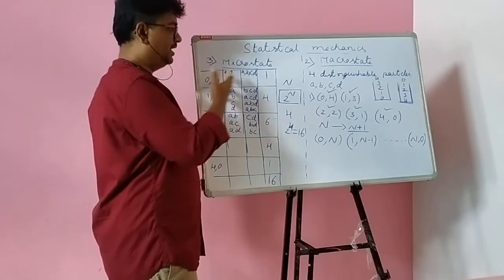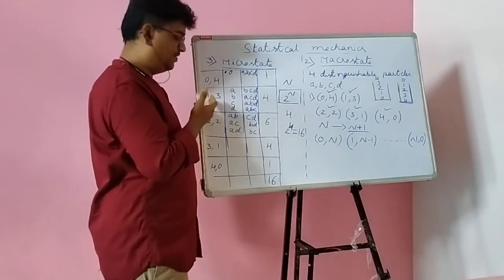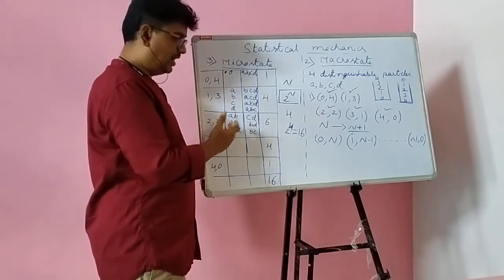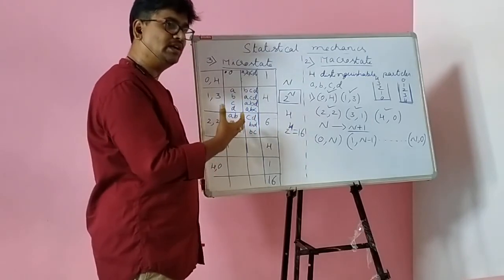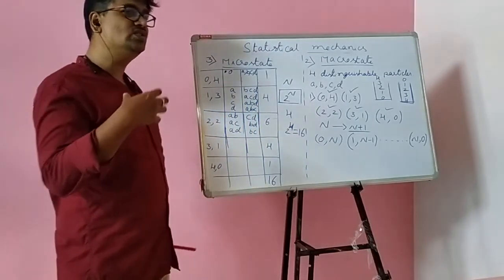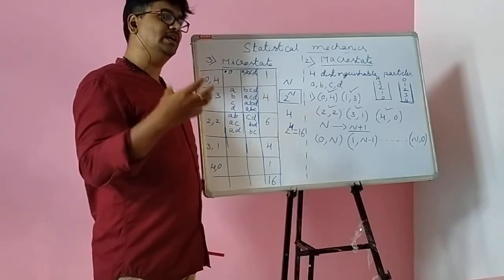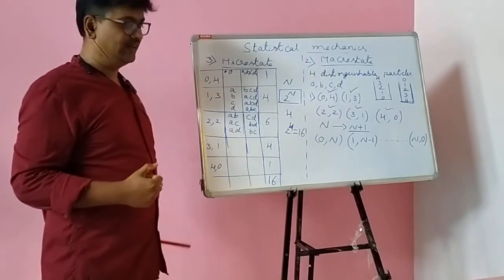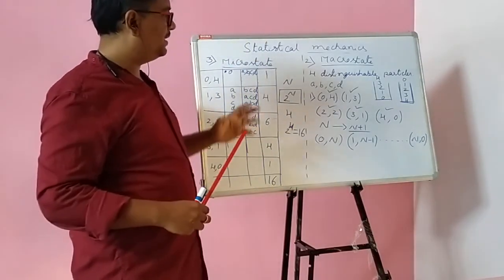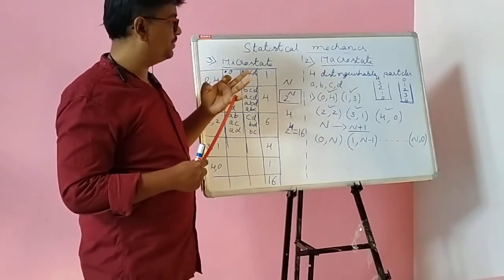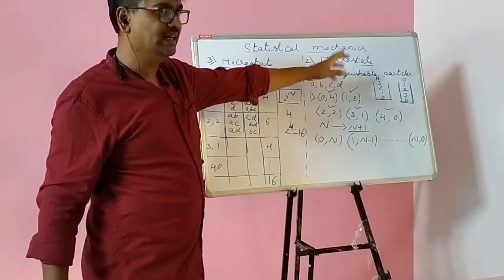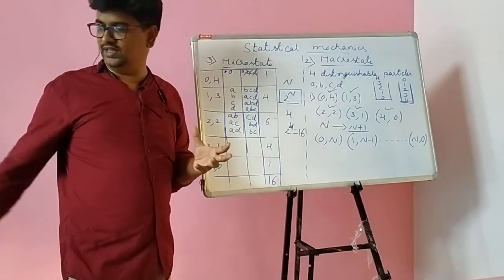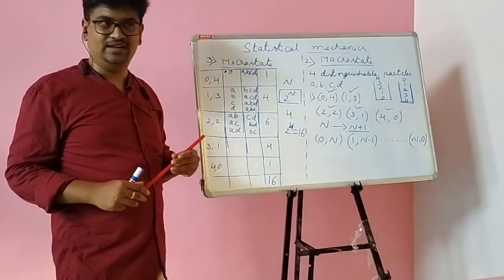For this setup, I can make one distinct arrangement in a compartment. For 1,3, I can make 4 distinct arrangements in a compartment. For 2,2, I can make 6 distinct arrangements in a compartment. So each distinct arrangement of the particles in the compartment is known as a microstate. Right, so I have defined three very basic things: one is phase space, another is the macrostate, and another is the microstate. Just a minute.